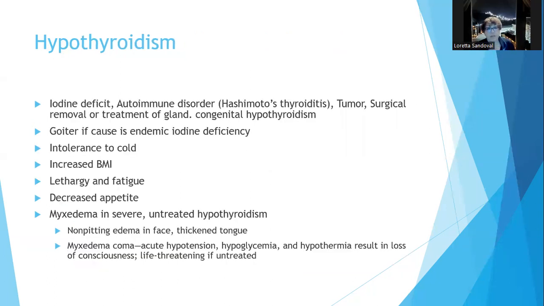So the opposite, hypothyroidism, it can be caused by lots of things. It can be caused by iodine deficit. It can be caused by an autoimmune disorder. Hashimoto's thyroiditis is an autoimmune disorder that causes hypothyroidism. It's like the opposite of Graves'. It can be caused by tumor, surgical removal of the thyroid, congenital hypothyroidism. It can cause goiter if it's caused by iodine deficiency. It's kind of just the opposite of hyper. Instead of excessive body temperature, you get intolerance to cold. Instead of decreased BMI, you get increased BMI. Instead of hypermetabolism and hyperactivity, you get lethargy and fatigue and decreased appetite. Myxedema is a severe untreated hypothyroidism, and it has some pretty severe symptoms which can be life-threatening if untreated.